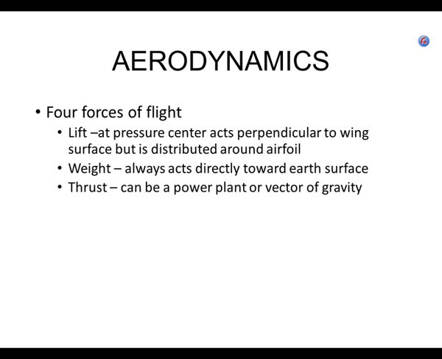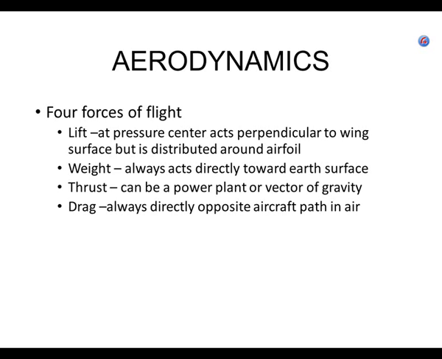Okay. So thrust can be a power plant or a vector of gravity. And the reason I say vector of gravity is because that's how a glider flies. A glider flies by being dragged down by gravity, but not allowing it to go straight down. So it descends, as we talked about before. Gliders are always descending, and that descent gives them airspeed, and that airspeed gives you lift. So thank goodness for gravity, because when there is no lift, gliders can still fly some distance. Maybe not a lot of distance, but some distance.